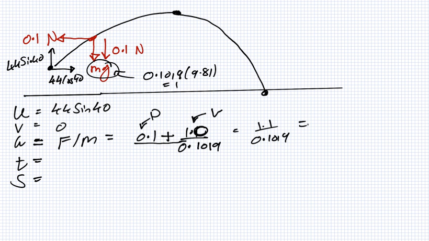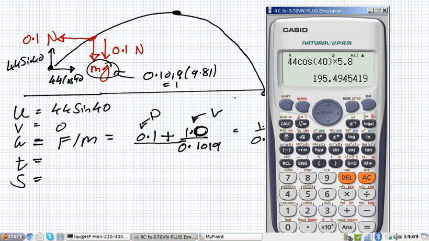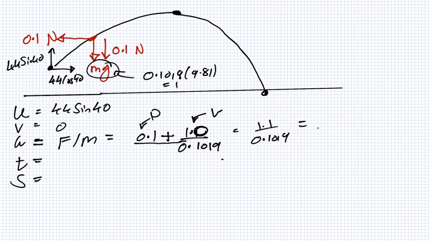And this should not be the same as 9.81. So 1.1 divided by 0.1019. It's larger now, it's 10.79. So it will be accelerating faster to the ground because of the drag force. Okay, now we can get the time to the maximum.